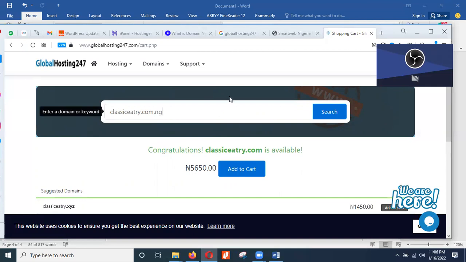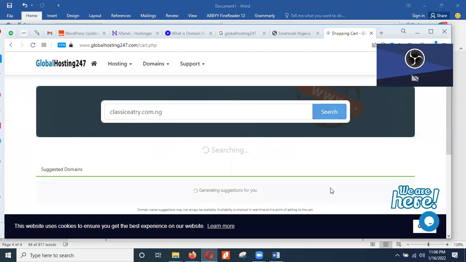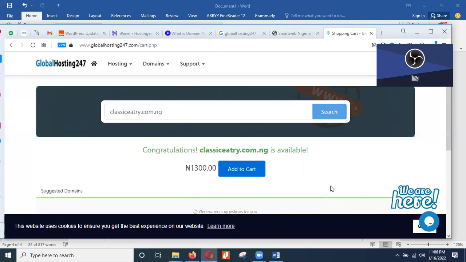Now let's check for another: classice3.com.ng. Let's search and see the price. Classice3.com.ng is available and it sells for 1,300 naira. Do you see the price difference? .com.ng, which is a third level domain name, sells for 1,300 naira, while just .com sells for 5,000 naira and above.